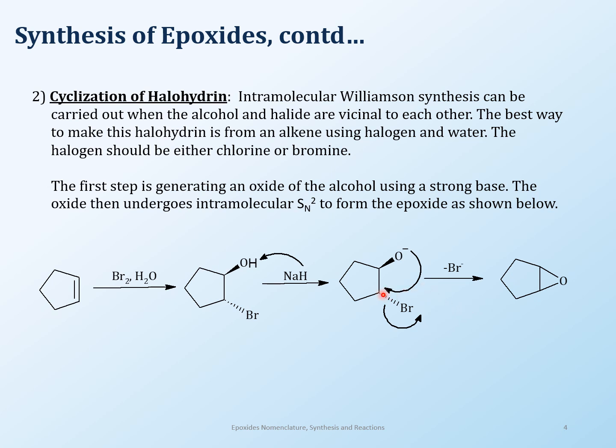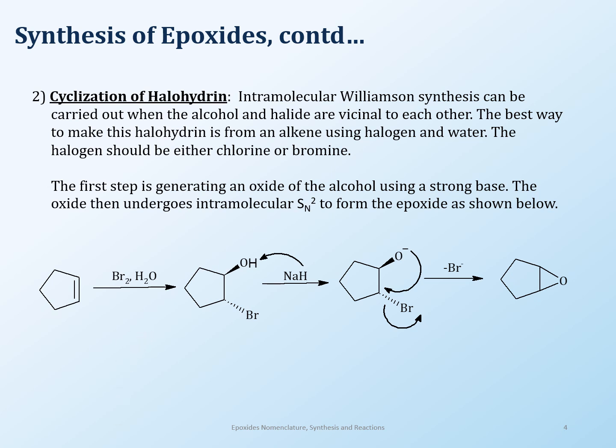Because here is the electrophile, here is the leaving group. The only requirement for this one is that the alcohol and the bromine should be vicinal to each other in order to get the epoxide, okay? And the best way to make vicinal alcohol and the halide is right here, using a halogen and water, okay? So a very nice synthesis of epoxide. You can use either of these syntheses. Both are fine. Neither of them have any kind of flaws, or I don't think there is any flaw in any of them.